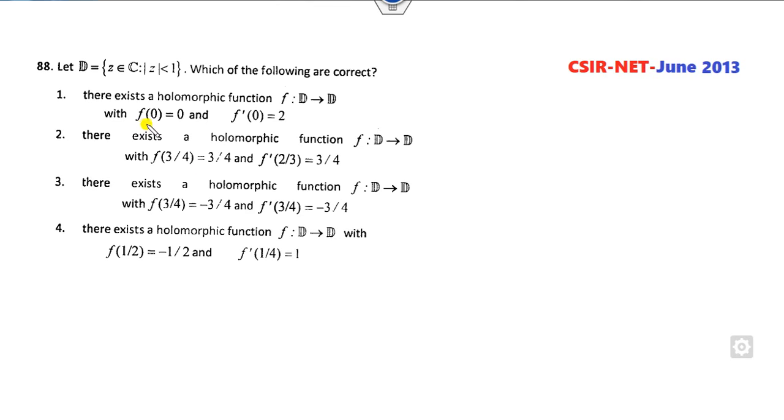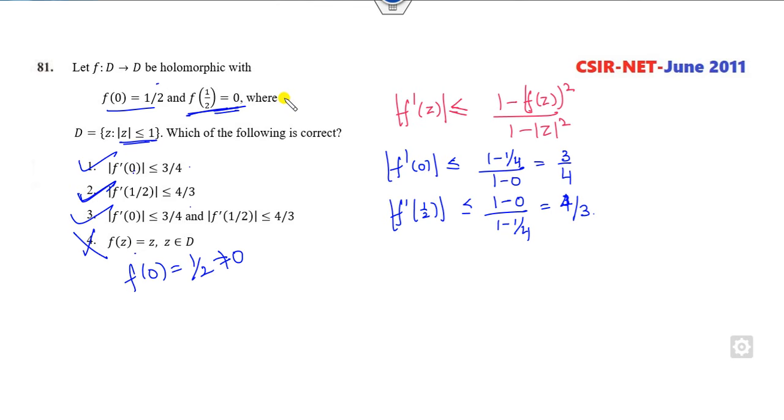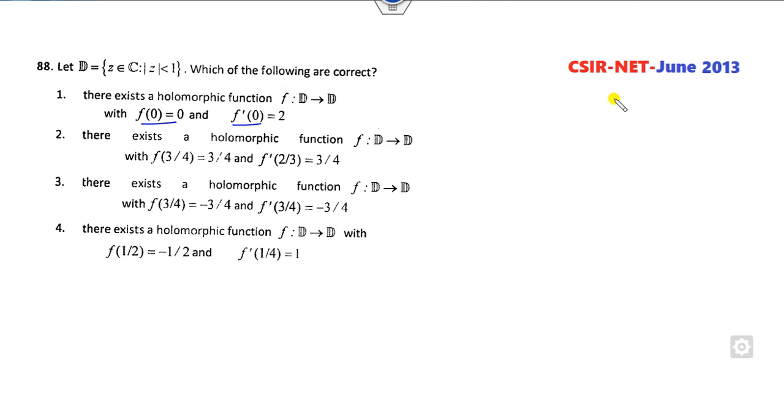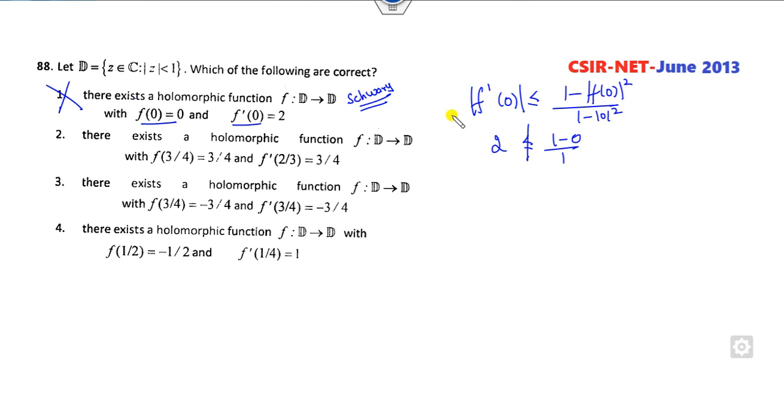Okay, look at that. f(0) is given to you, f'(0) is given to you. So we can again apply this formula. Moreover, you can apply the Schwarz inequality as well. But there is no need of this because you have to prove whether there exists one or not. So firstly, we will apply this formula for |f'(0)| ≤ 1 − |f(0)|², which is 1 − 0². So this value is 2 ≤ 1, which is not possible. So this option, there exists, is cancelled out.